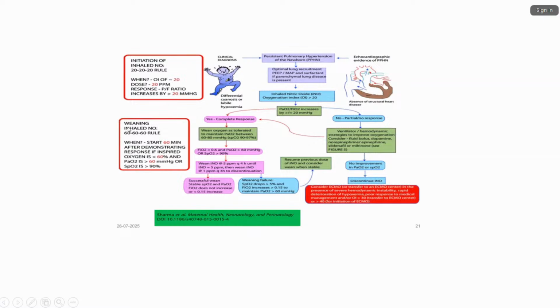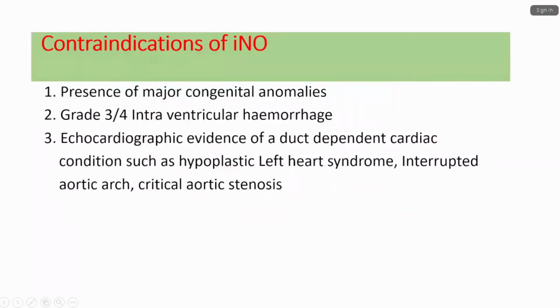Then the weaning rule is 60-60-60. That is when we have to stop: after 60 minutes of the treatment, FiO2 should be less than 60% and the PaO2 should increase to more than 60. If this scenario is fulfilled, then we can start weaning the iNO. Based on this, we classify it as complete response or partial response.